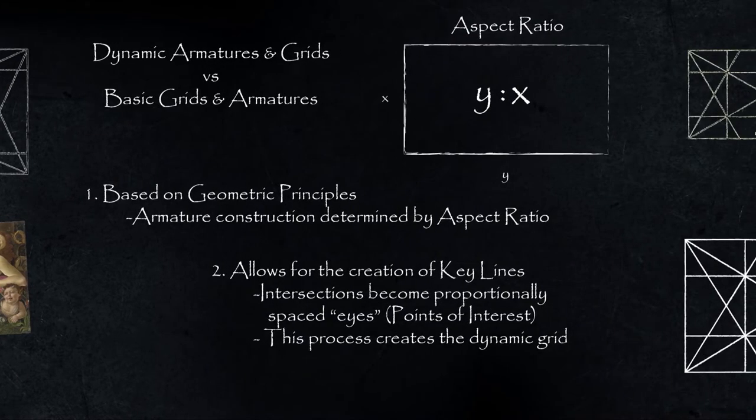First, the dynamic armature and grid is based on geometric principles. It must be formed within the confines of an aspect ratio. This aspect ratio is the proportional relationship between the width and height of the mother rectangle. This aspect ratio is what determines the construction of the armature itself. This is different than the basic grid systems, which are just uniform divisions of space.